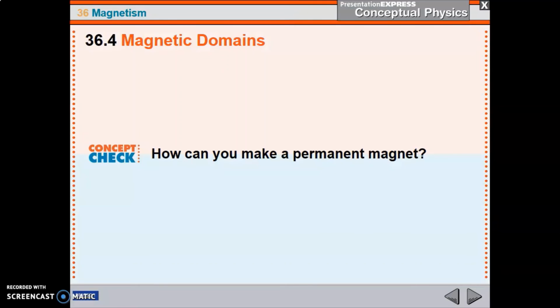All right, so after that section is done, the question is, how can you make a permanent magnet? If you're not sure about that answer, you should go back and rewatch some of that section.